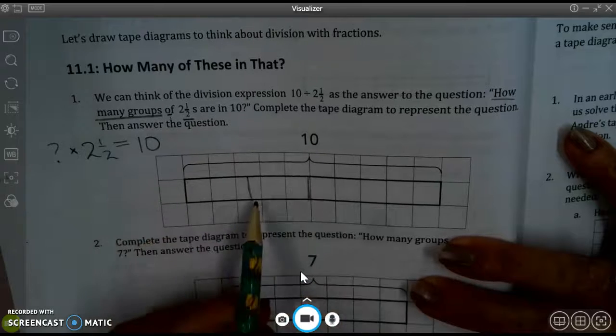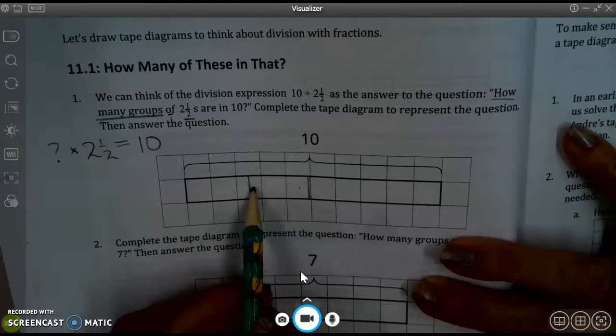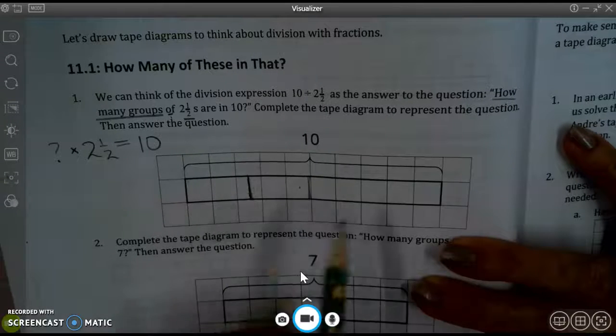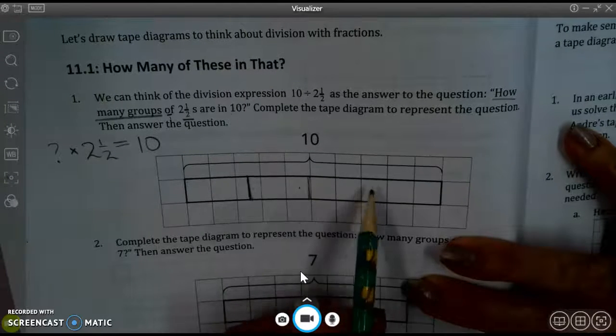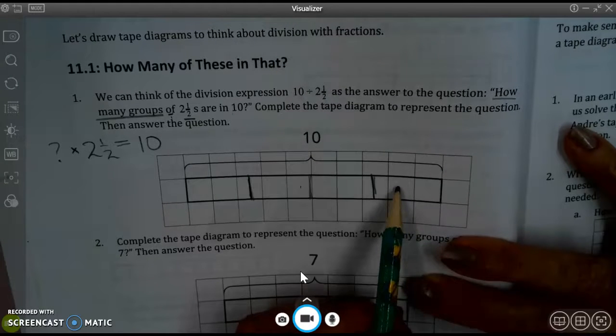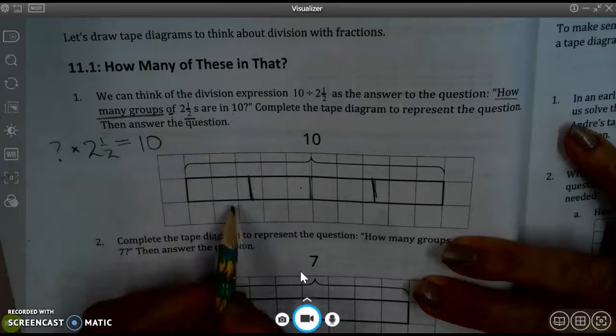So just to make sure you see it, if I go this way, 1, 2, and a half. You see the pieces are the same. And then if I go this way, I have 1, 2, and a half. So how many 2.5s are in 10?